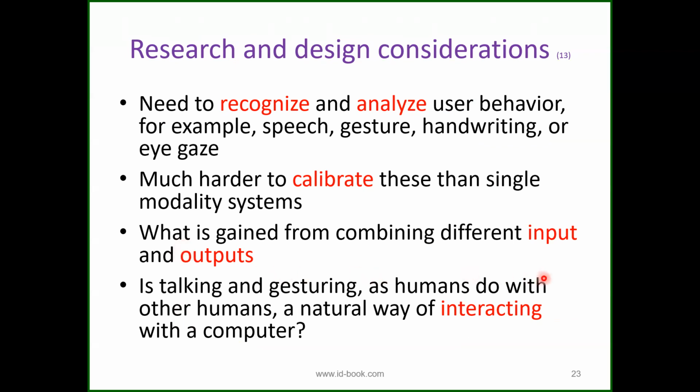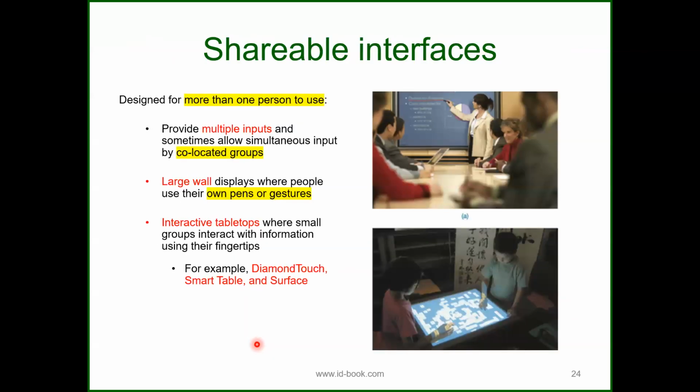What is gained from combining different inputs and outputs is again challenging. Is talking and gesturing, as humans do with other humans, a natural way of interacting with a computer, the same or not? And of course, it is not the same. It's much simpler when we do it in real life. But when we talk or make gestures and try to operate the device, it becomes really challenging.